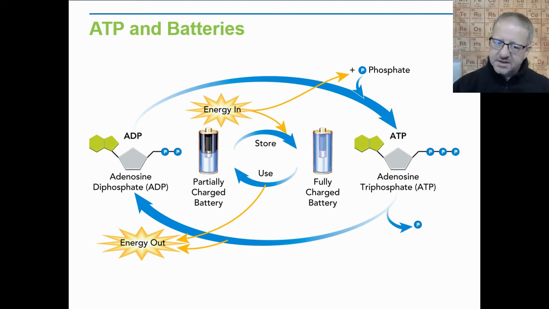And that's, of course, what this illustration here on the screen is illustrating for us. We have an ADP. We have a partially charged battery. That is the ADP. And it gets some energy in. And it can store some of that energy as a fully charged battery by adding this 3rd phosphate group to the ADP molecule, making it an ATP. And then that energy can be used, producing some energy out when the third phosphate group is removed from the ATP, at which point that ATP is again now an ADP.